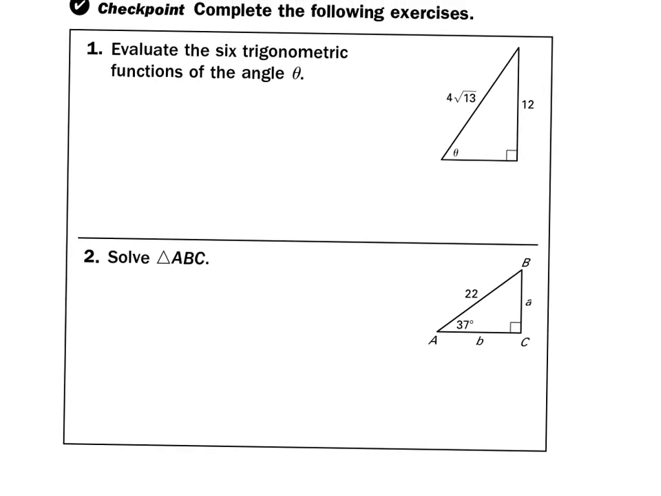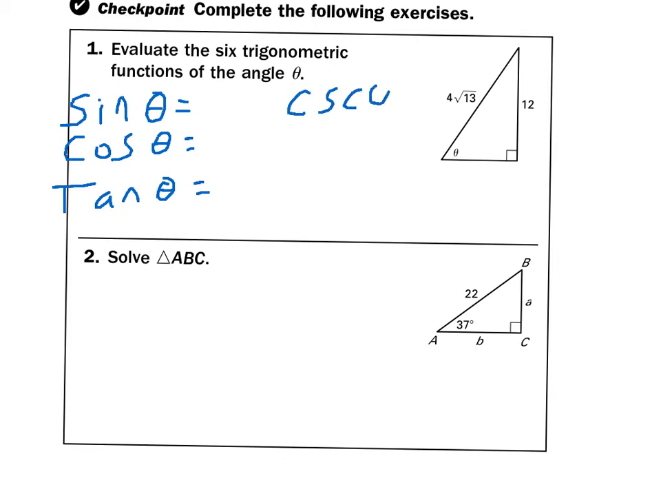So on the first one, they want you to find the 6 trigonometric functions. They want you to find sine of theta equals, cosine of theta equals, tangent of theta equals, cosecant of theta equals, secant and cotangent. And I'll give you a little hint. I'll do the first one and then you pause it. The sine of theta is going to be opposite over hypotenuse. 12 over 4 square roots of 13.